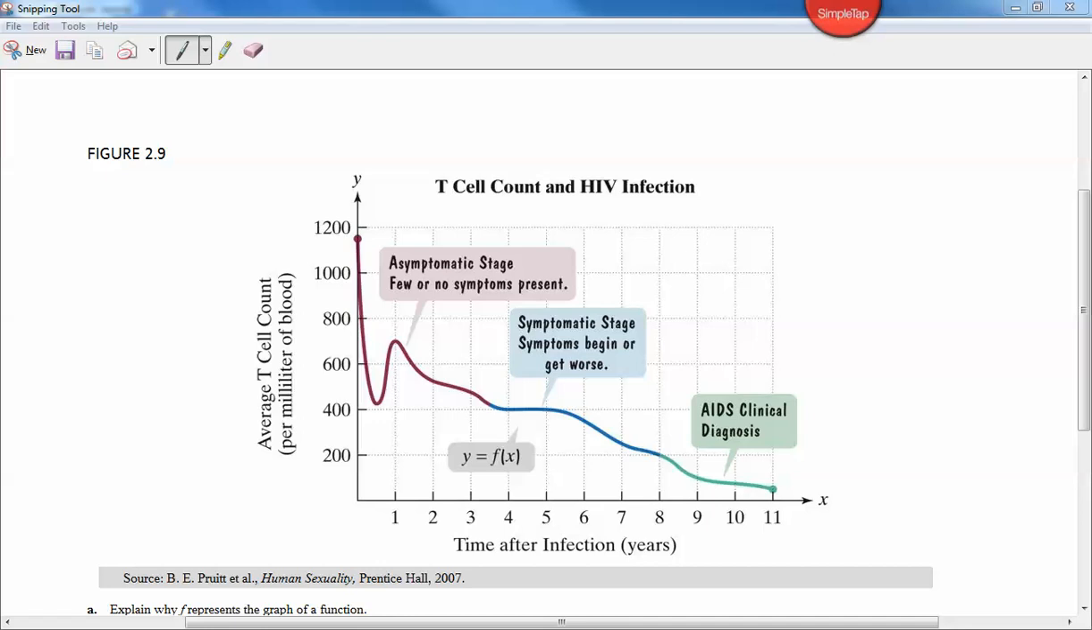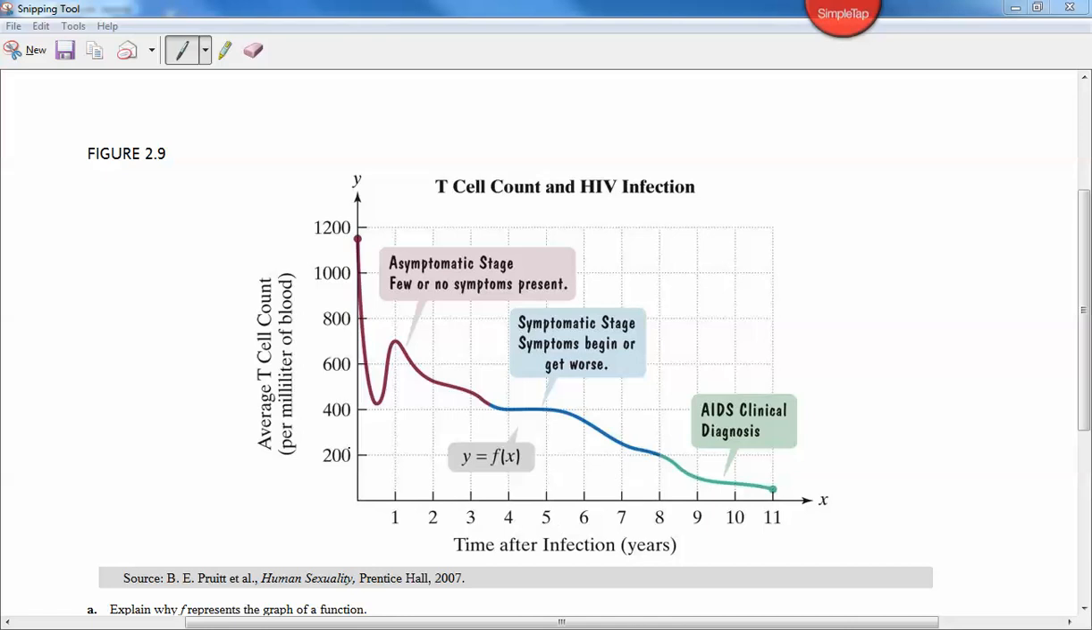Well, let's take a look at this graph. This is the T cell count for people if they have an HIV infection. And here's the average T cell count per milliliter of blood. And this is time after infection in years.